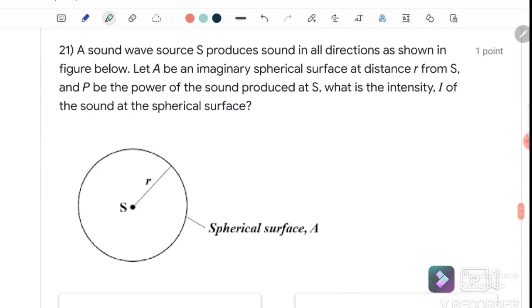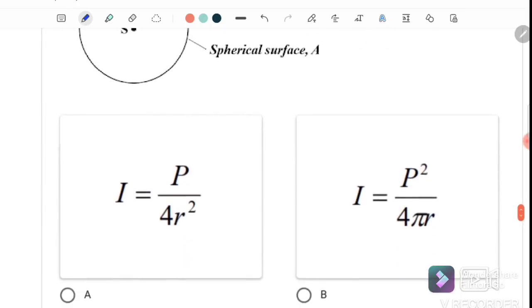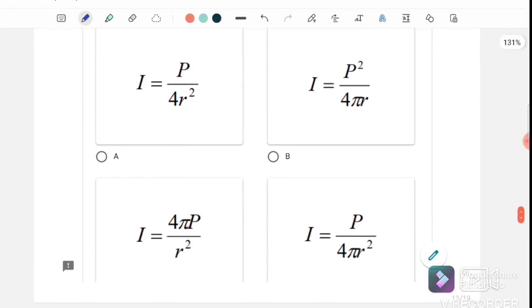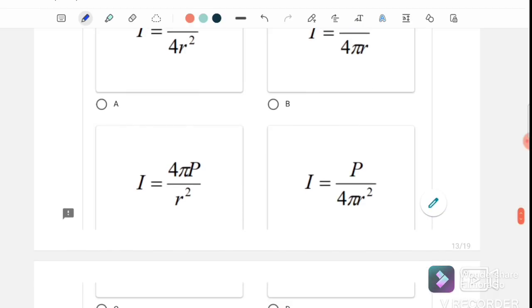Question number 21. A sound wave source S produces sound in all directions, as shown in the figure below. Let A be an imaginary spherical surface at a distance r from S, and P is the power of the sound source at S. What is the intensity of the sound at the spherical surface? We know that intensity is equal to power over area. So we can find the suitable equation. Because this is a sphere, the area of the sphere is 4 pi r squared. Therefore the answer here is power over area. So the answer is D.